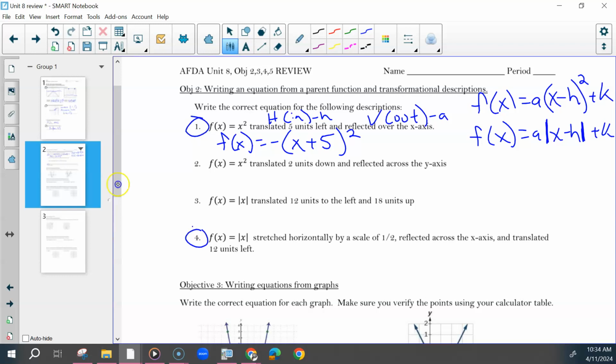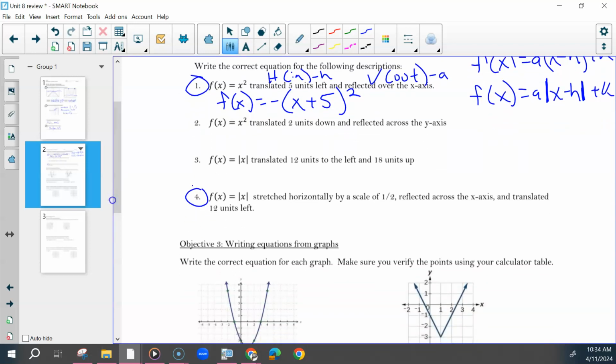Okay. Right, number 4, I see we're dealing with absolute values, so now we're using the second one. Stretch horizontally by a scale of 1/2. It tells you what it's doing. And then, so we know that's horizontal, we know it's going to be on the inside. This is actually going to go in front of the x, but we'll just know that it's inside. Reflected across the x-axis, we just did that one. That's going to be vertical. That's your A. Translated 12 units left, also similar to number 1. That's horizontal, inside, and that's your H.